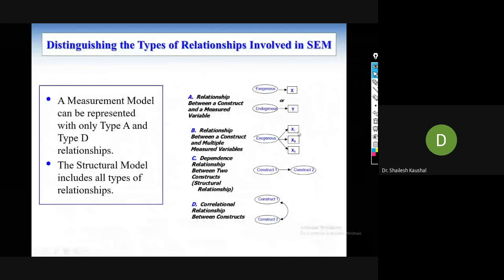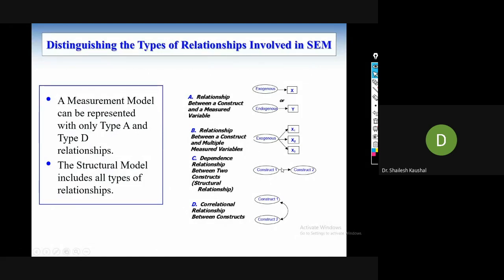The other is distinguishing the type of relationship involved in structural equation modeling. There is the exogenous relationship between one construct and a measured variable, that is x and exogenous. Another is y and endogenous. It's a relationship between a construct and a measured variable. Measured variable means x and y, and construct means exogenous and endogenous. The relationship between a construct and multiple measured variables, x1, x2, x3, these are the multiple measured variables and one exogenous.